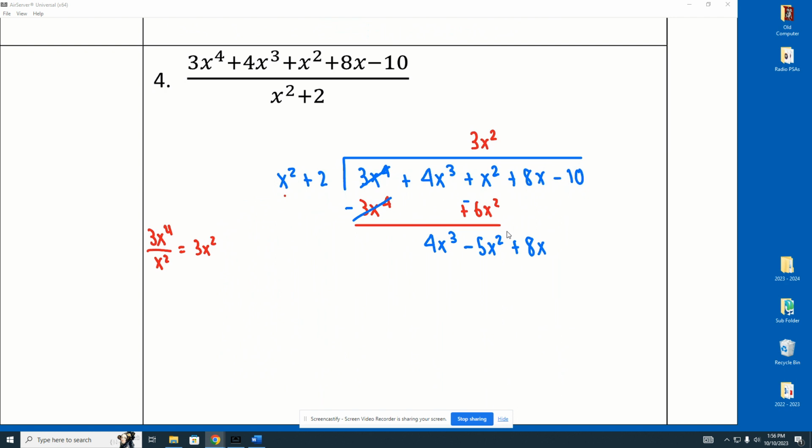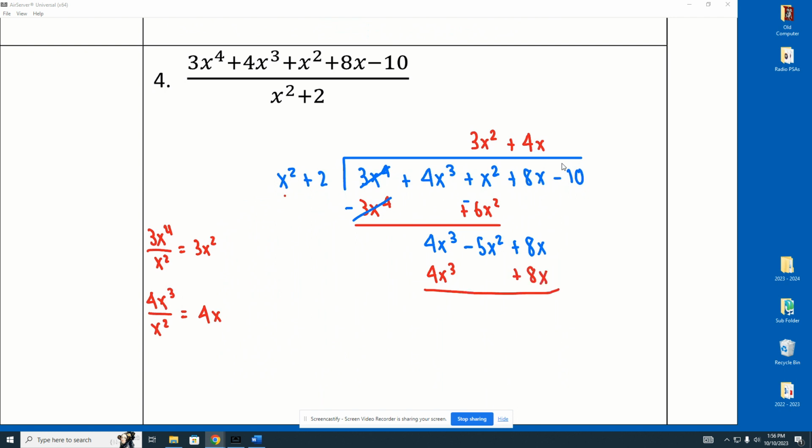Now, like I said, 4x cubed is my new first term. It gets divided by x squared. Of course, x cubed divided by x squared is just x, so it's going to be 4x. Positive 4x is the next value that I'm going to distribute. Hopefully you see how that's going to end up causing the problem to work. So 4x is now what I'm distributing. 4x times x squared is the 4x cubed. And then 4x times positive 2 is positive 8x.